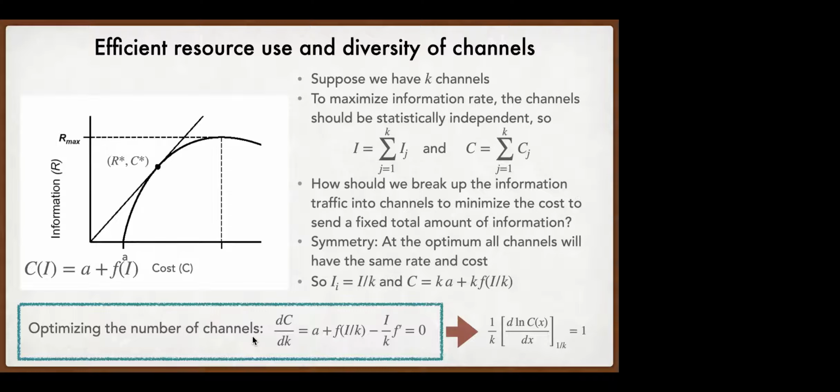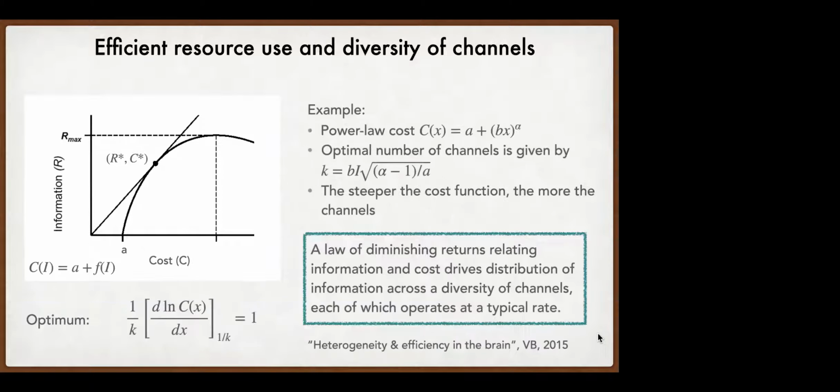So if you optimize the number of channels, you take dC/dk and set it equal to 0, and you can just do the math here. And the answer turns out to be that (1/k) d log C/dx must be equal to 1. So we're going to break that up a little bit more. Let's suppose, for example, that the cost is a power law, just to get some sense of how this works. So suppose the cost increases with the power x to the alpha. Then you can work out that the optimal number of channels is given by this formula here.